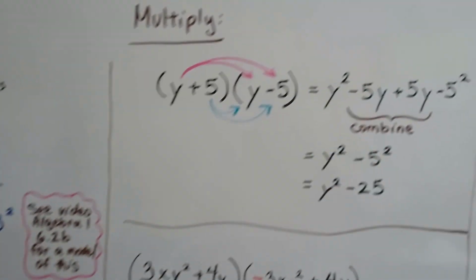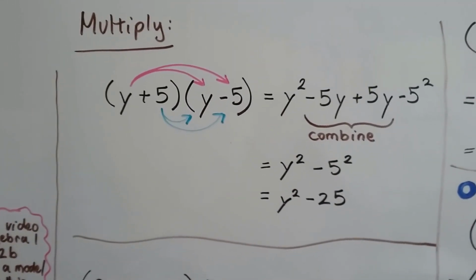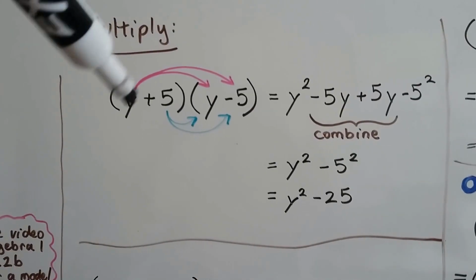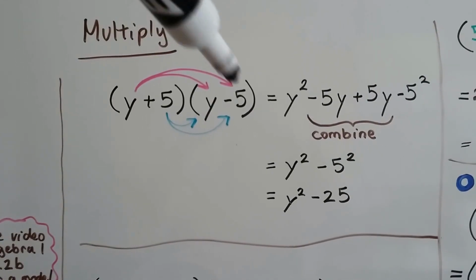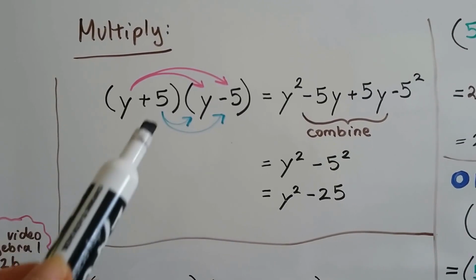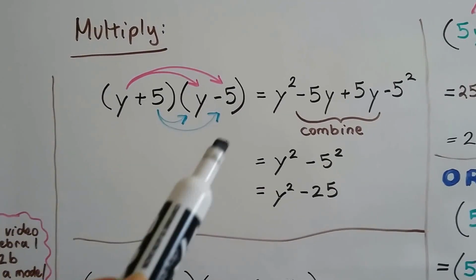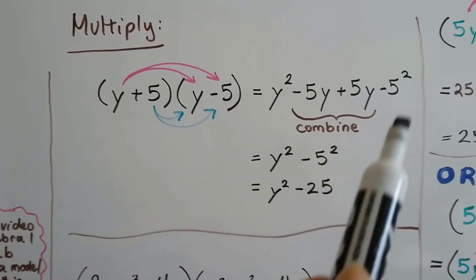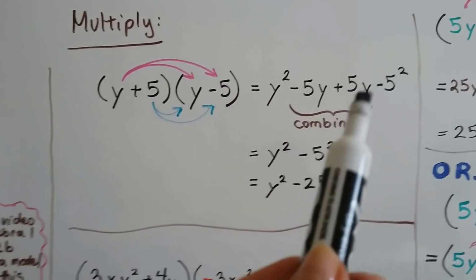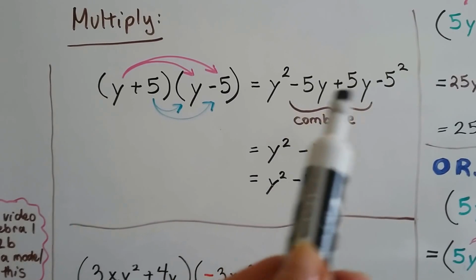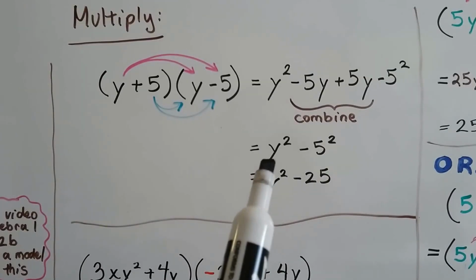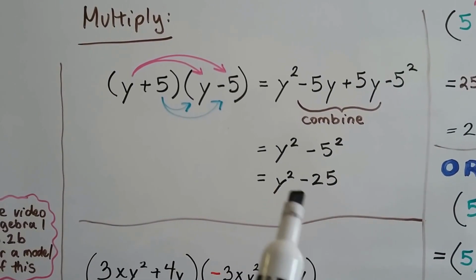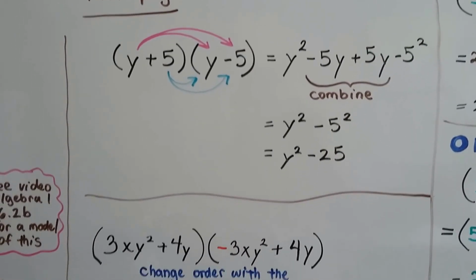So let's take a look at the first one we've got here. We've got y plus 5, y minus 5. When we do FOIL, we get y squared minus 5y plus 5y minus 25. We could also say minus 5 squared. See? We combine these and they get eliminated as additive inverses, as zero pairs, and we're left with y squared minus 5 squared or y squared minus 25.